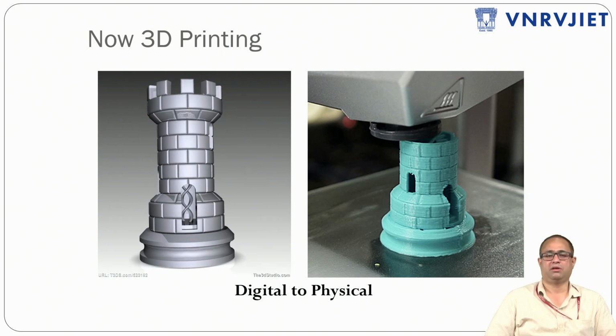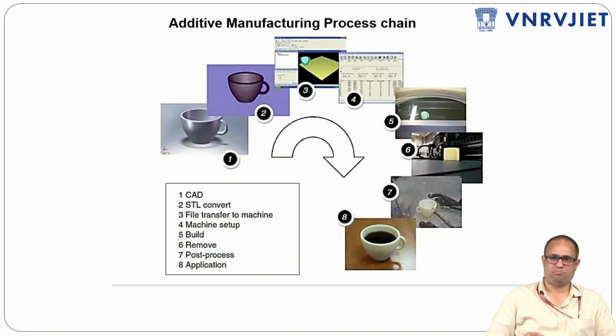The process chain also depends on that. First we take the CAD model and convert it into .stl, then we transfer the file to the machine and define all the required build parameters. Then the object is built, and we remove the printed part and finish off the excess material, which is post-processing, followed by certain applications. This is the sequence of the process chain based on the STL file instructions.